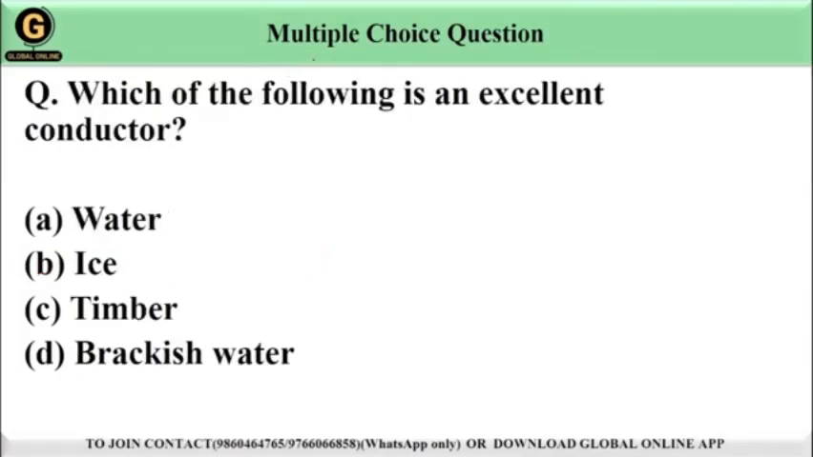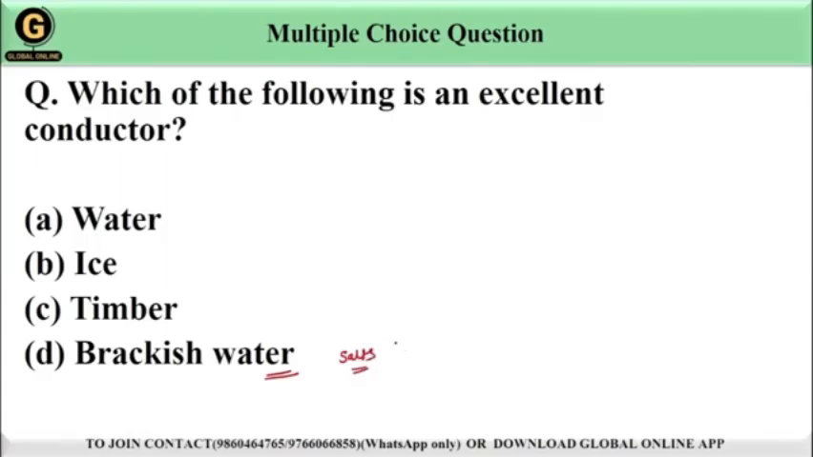Let's see the next question. Which of the following is an excellent conductor? Options are given: water, ice, timber, and brackish water. Brackish water is an excellent conductor of electricity because it contains dissolved salt which allows it to carry electric current. Water with high salt content like seawater or brackish water is a much better conductor than the pure water.